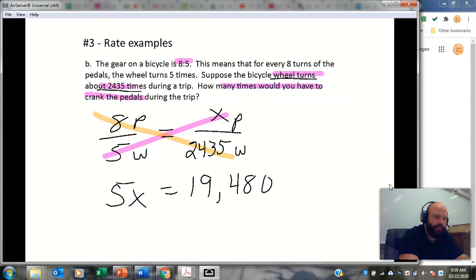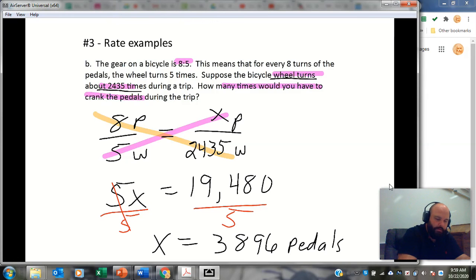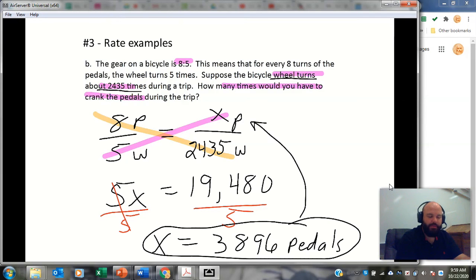And then from there, it's a simple one-step equation where we divide by 5 on both sides, and we get x equals 3,896. And that's pedals. So if you remember, this x right here belongs right up there, and that's pedals. So if you traveled on that trip, you would have pedaled around on your bicycle 3,896 times.